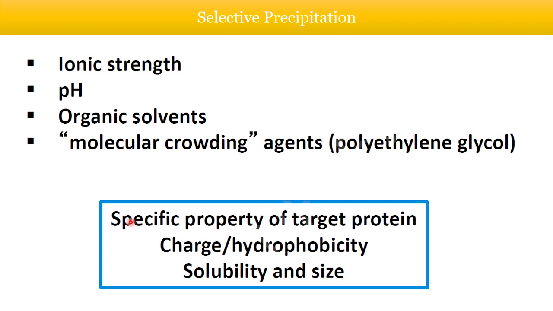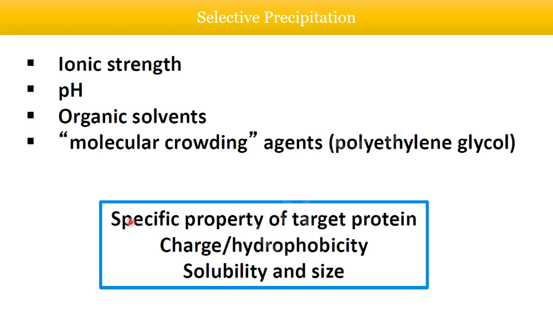So what is selective precipitation? It separates based on the ionic strength, then pH, organic solvents, and the molecular crowding agent, which includes polyethylene glycol or PEG. So specific properties of target proteins, like charge or hydrophobicity, solubility, and size, help you to selectively precipitate out your protein.